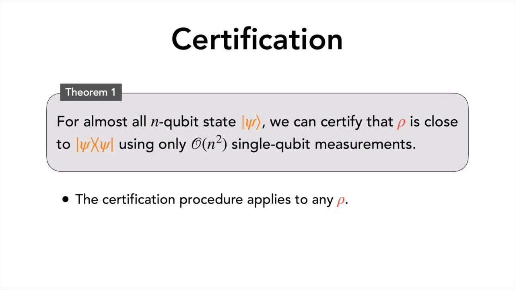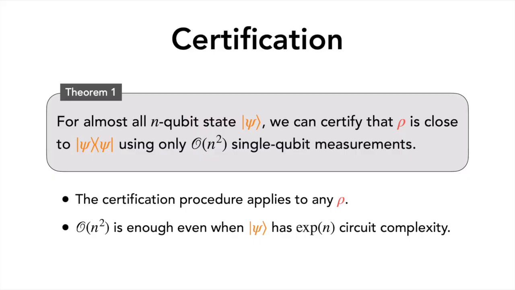Another surprising aspect about the theorem is that the number of measurements only scales quadratically in system size, even when the state we have in mind has some very, very high complexity. So maybe we have in mind generating some extraordinarily complex quantum system where the entanglement between them is exponentially complex. Even for such a situation, a small number of measurements is already enough. And hence, the theorem answers the question that we posed earlier in the affirmative.